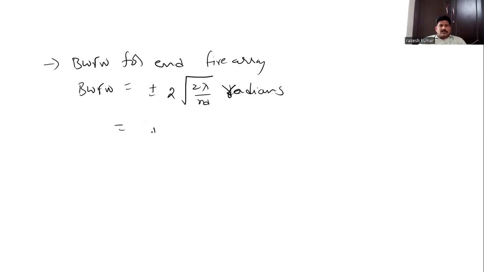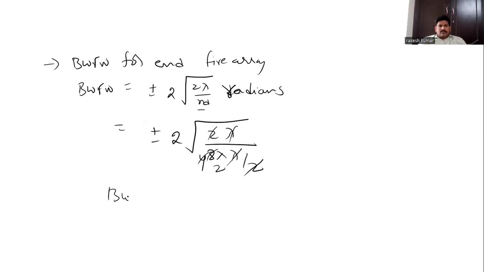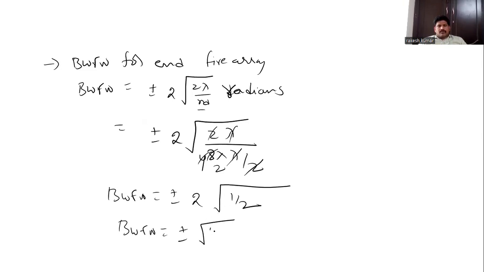Okay. So let us take here plus or minus 2 into root of 2 into lambda by N t. What is the value of N? 8. What is the value of t? It is lambda by 2. 2 ones, 2 fours, 2 ones, 2 twos. Lambda gets cancelled. So beamwidth between first nulls is equal to plus or minus 2 into root of 1 by 2. If I bring this 2 inside, it becomes 4 by 2, that is 2, so it is equal to plus or minus root 2.